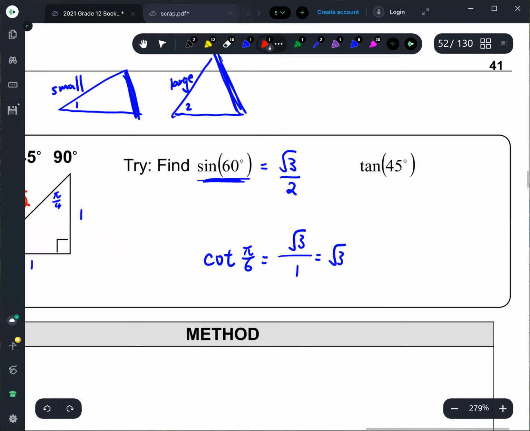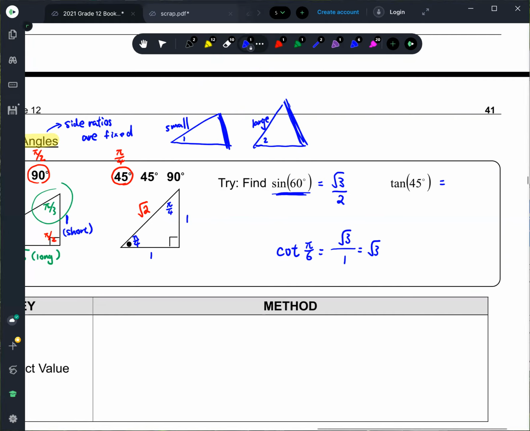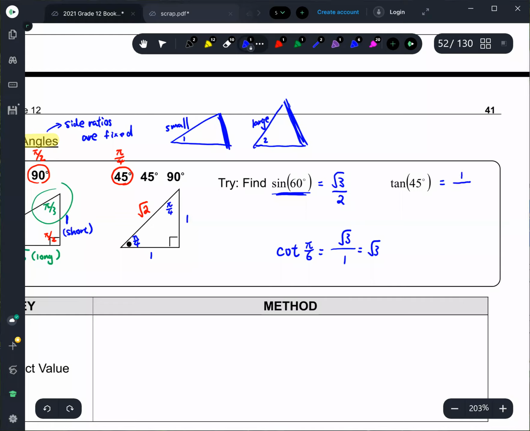So for example, like tangent 45 degrees. What's tangent 45 degrees, Eric? It's 45, is it just 1? Because it's what over what? 1 over 1. Yeah, opposite is 1, adjacent is also 1, so that gives you 1, right?